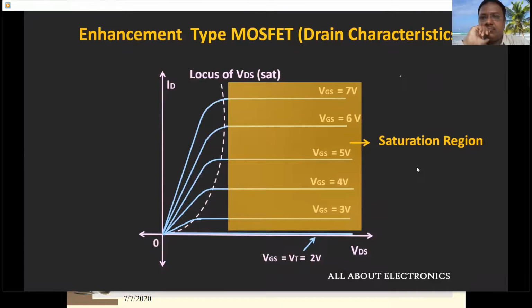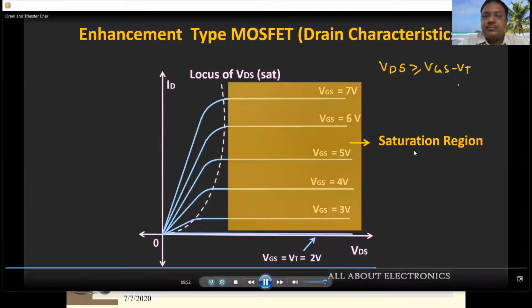So mathematically we can say that whenever this voltage VDS is greater than or equal to VGS minus VT, at that time it is operating in this saturation region. So this is all about the drain characteristic and the different regions of operation of this enhancement type of MOSFET.